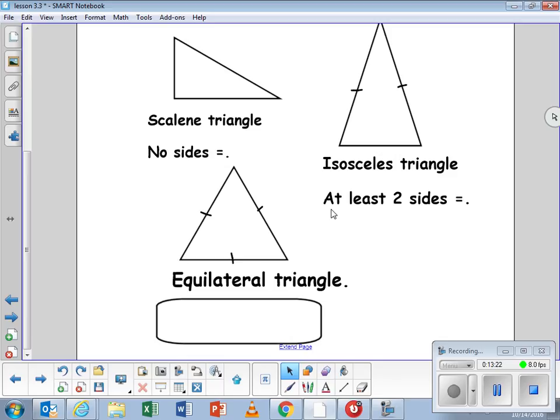What's at least two? What numbers are at least two? Give me a number that's at least two. Two. Give me another number. Four. Three. How many sides does a triangle have? Three. So it can't be four, right? Or five or six. At least two sides are equal. So if all three sides are equal, that's still an isosceles triangle.